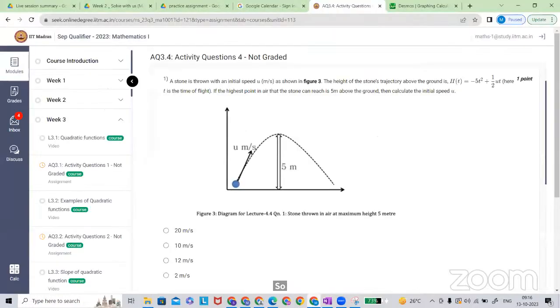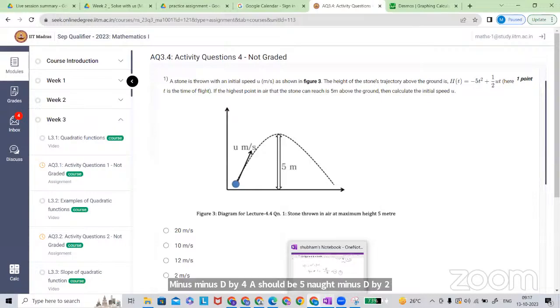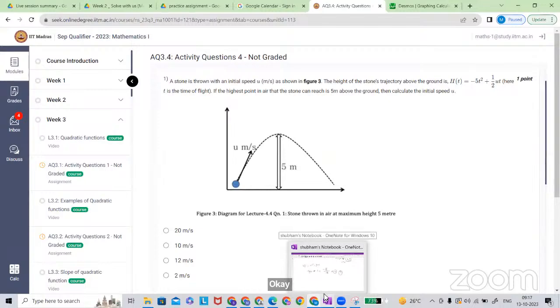I think I'm missing something. Minus d by 4a should be 5, not minus b by 2a. Minus d, the discriminant. Why will you calculate the discriminant? Because there are two variables, which is t and u. Not two variables. U is a constant, not a variable. So okay, minus b by 2a, if you use that.